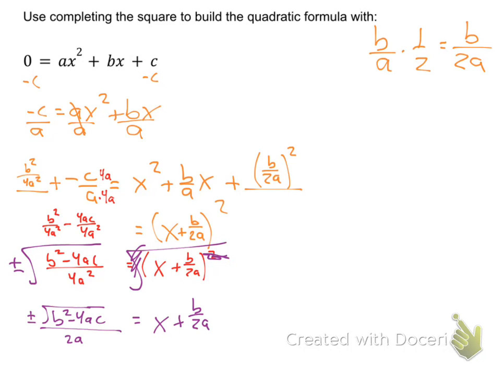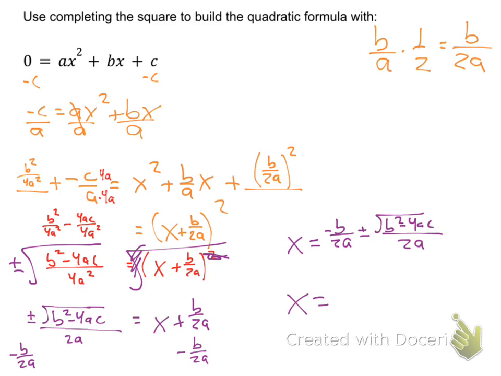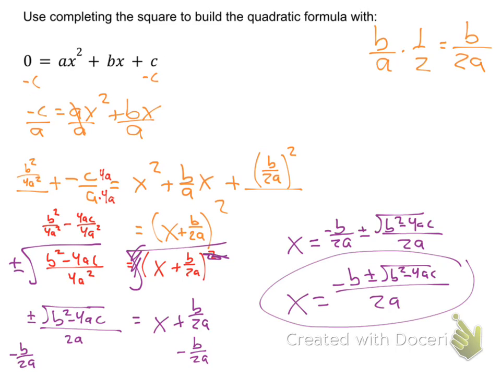Okay, so now we got to get x by itself. So therefore, I'm going to subtract b over 2a from both sides. Where does it go when you bring it over? To the beginning or in front, right? So, resulting in x equals negative b over 2a plus or minus the square root of b squared minus 4ac all over 2a. They have a common denominator. So put it together. X equals opposite of b plus or minus square root of b squared minus 4ac all over 2a. You just built the quadratic formula.